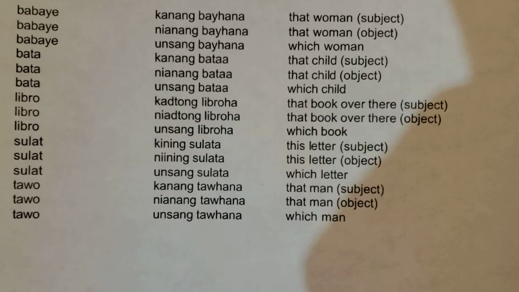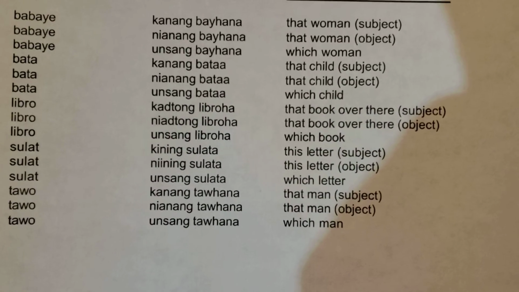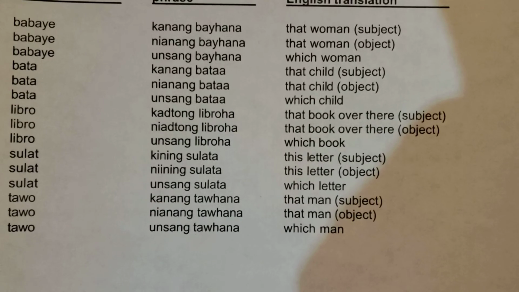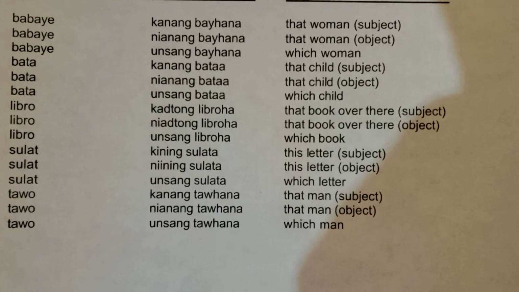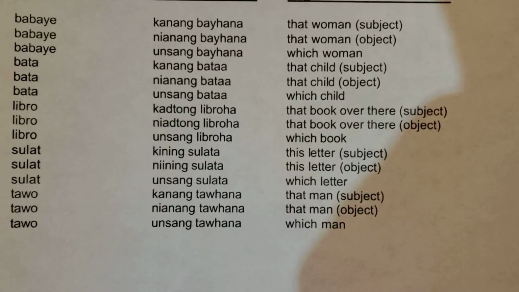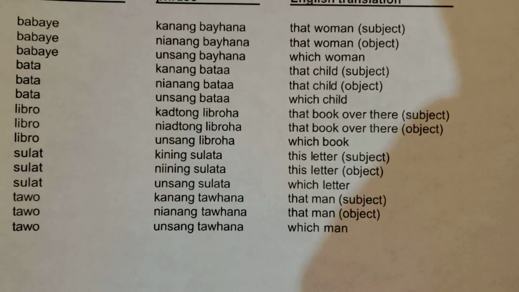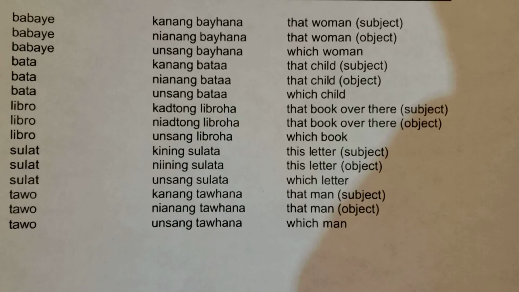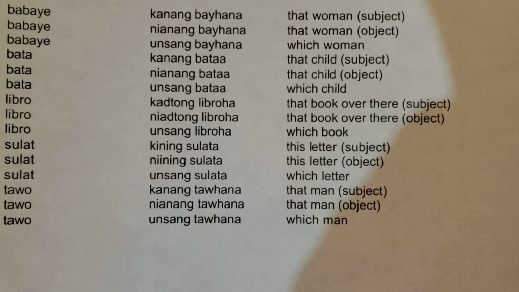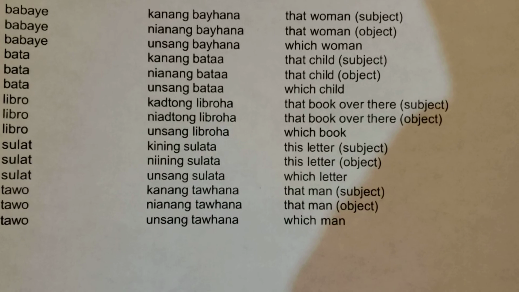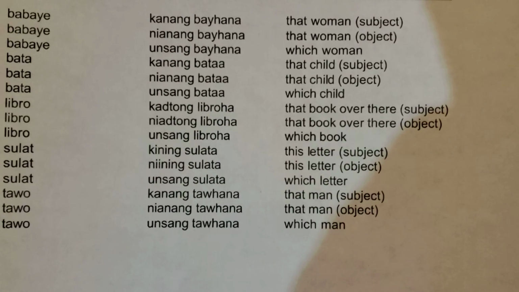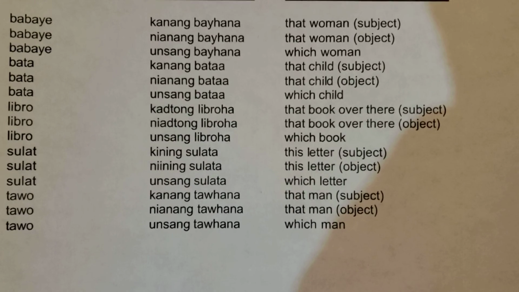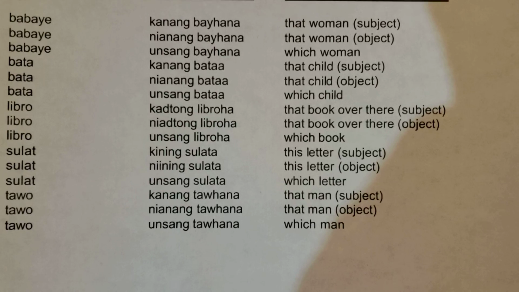Letter, sulat. A particular letter is sulata. If this letter is a subject, kining sulata. If this letter is the object, niining sulata. Which letter? Unsang sulata. And finally, tao, which is man. But a particular man is tauhana. That man as a subject, kanang tauhana. That man as an object, nianang tauhana. Which man, we're asking? Unsang tauhana.